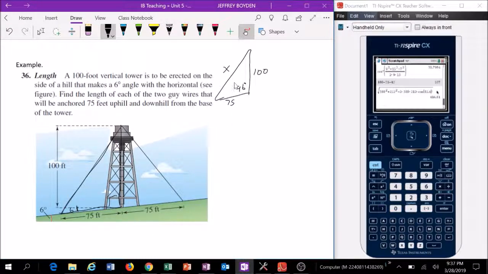So let's see, is this a law of sines or a law of cosines? Well, we have two sides and the included angle, so this is clearly a law of cosines question. Let's set it up. I'm going to say x equals, and I'm going to go right to the square root on this one because we've seen in the last few examples that's what we need to do. So here I go. I'm going to have 75 squared plus 100 squared minus 2 times 100 times 75 cosine of 96. All right, and we are right into the calculator.